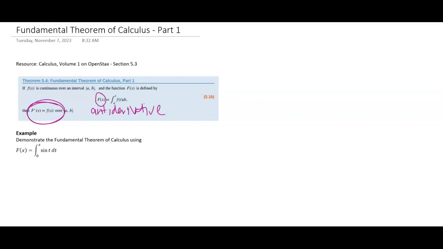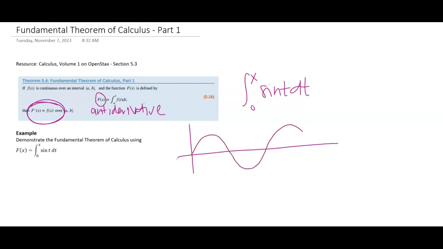So if I'm trying to find the integral from 0 to x of sine of t dt, I'm going to go ahead and map out the sine graph here, from 0 to 4 pi. So this is 2 pi, and each one of these is pi. It just so happens that the area from 0 to pi over 2 is 1, and each piece of this is symmetric.